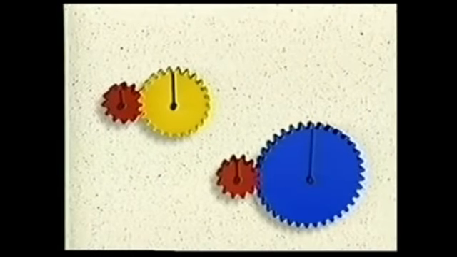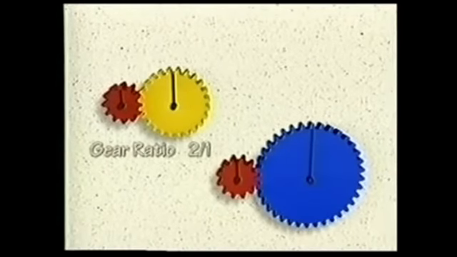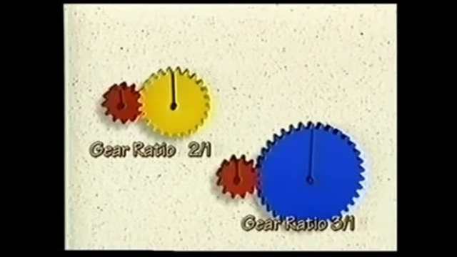Here are 2 gear pairs we've seen before. On the left is a 12-tooth driver gear meshed with a 24-tooth driven gear. The gear ratio is 2 to 1. On the right is a 12-tooth driver gear meshed with a 36-tooth driven gear. This gear ratio is 3 to 1.